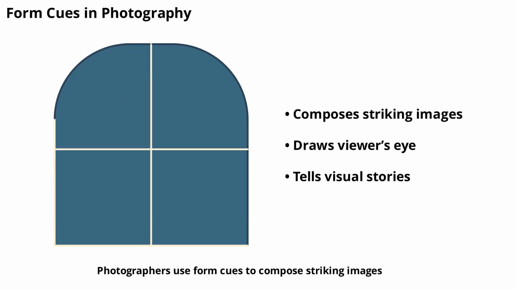Photographers use form cues to compose striking images. By focusing on lines, shapes, and contrasts, they create photos that are visually appealing and easy to interpret. Good use of form cues can turn an ordinary scene into a work of art, drawing the viewer's eye to the subject and telling a story through visuals.